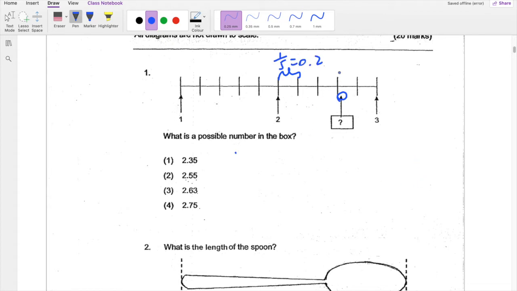Then we can see here, this one is 2.2, 2.4, and 2.6. And this one is 2.8. So the number here is between 2.6 and 2.8. And we see the answer is 3.